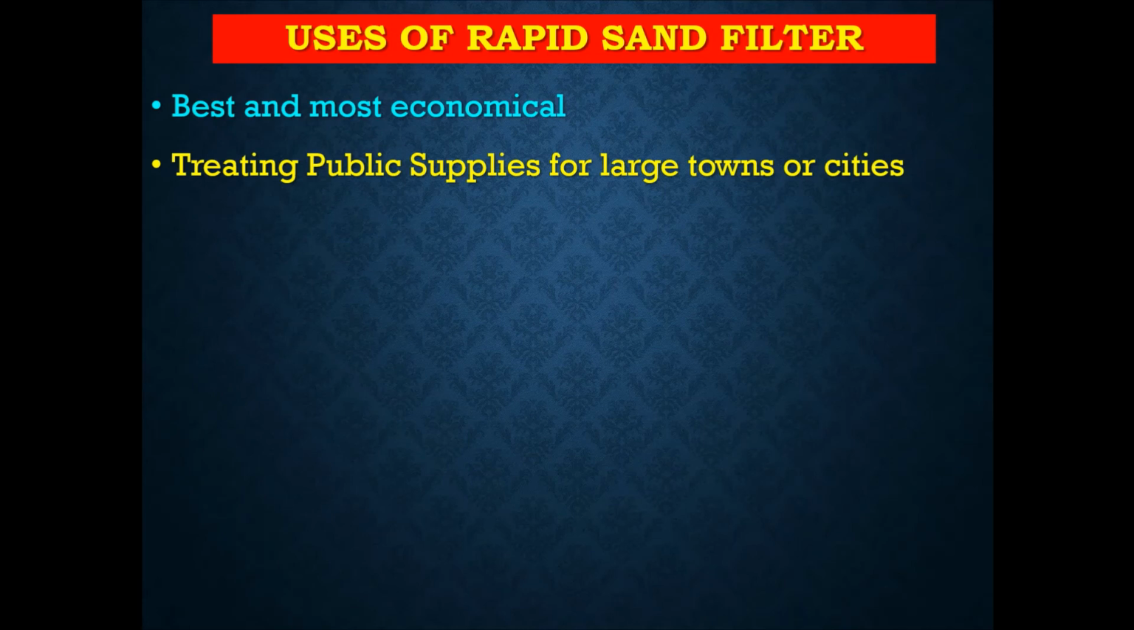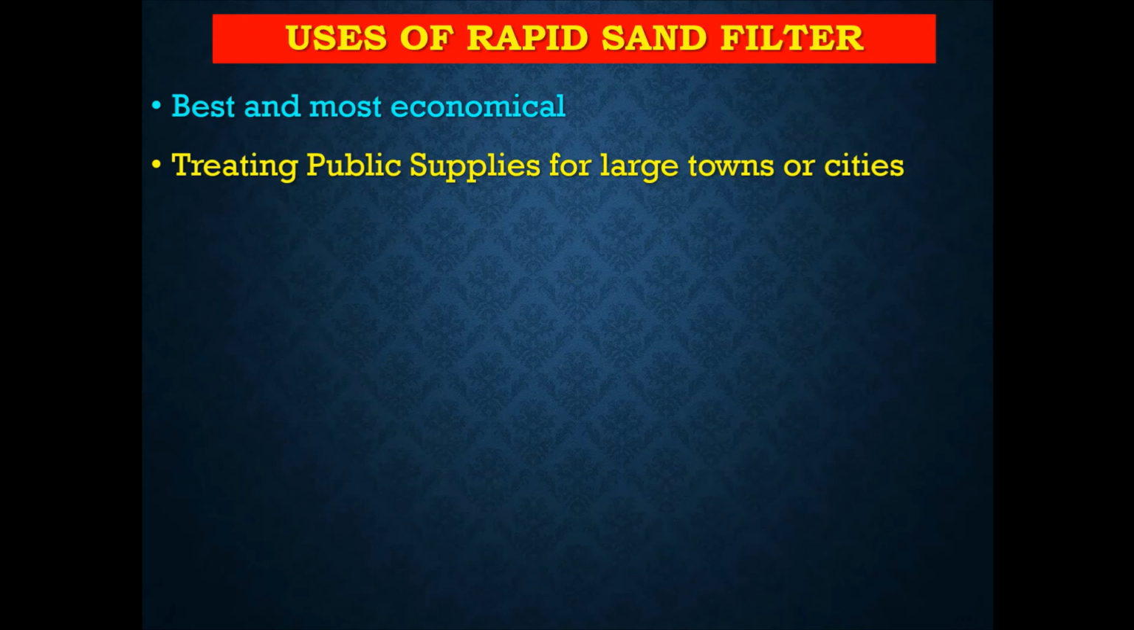Now we will see the uses, where it is actually used. The rapid sand filter is the best and most economical type of filter. Now you have understood why: it is best because of its advantages we just saw and its higher rate of filtration. It is most economical because it requires much less space compared to the slow sand filter. The slow sand filter needs a larger space, so it is limited to village supply, or where ample space is available and the population is very small.